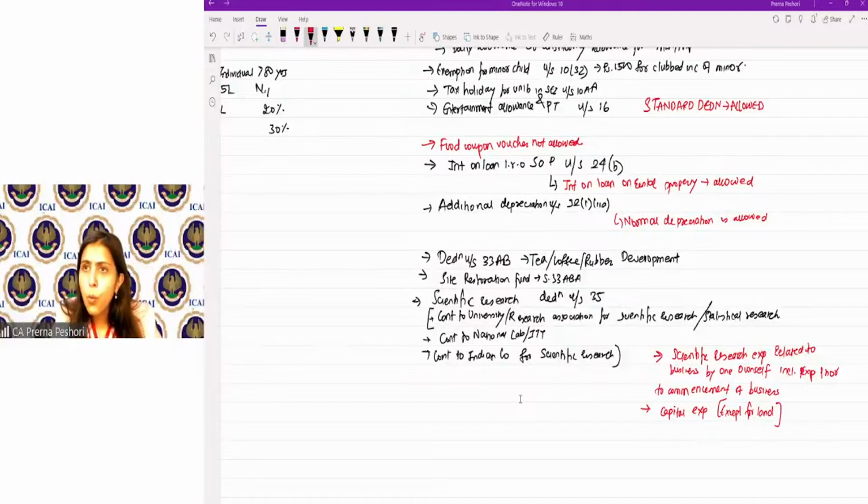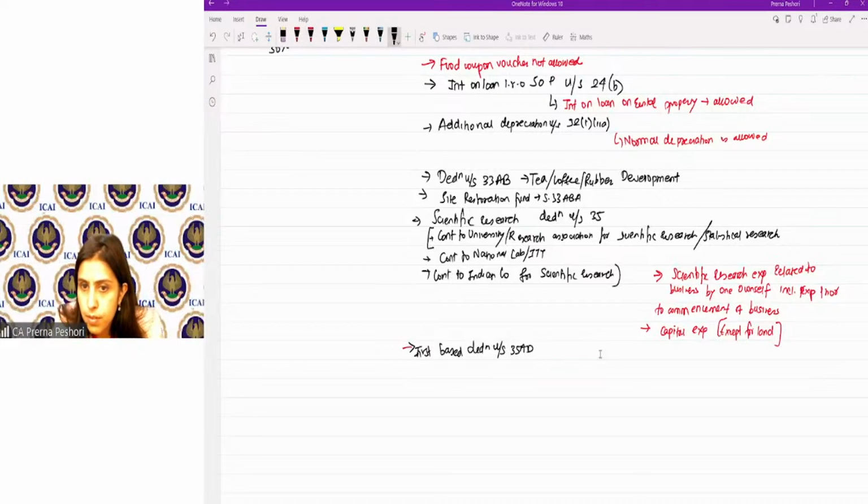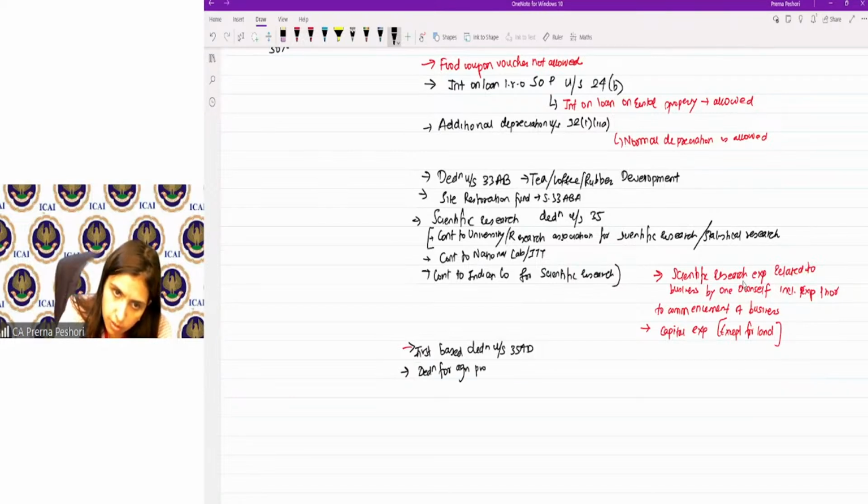Now, what else? What else is not allowed over here? So 35AD, which is investment based deduction. Investment based deduction under section 35AD is not allowed. And 35CCC for agriculture project. Deduction for agri project under section 35CCC.